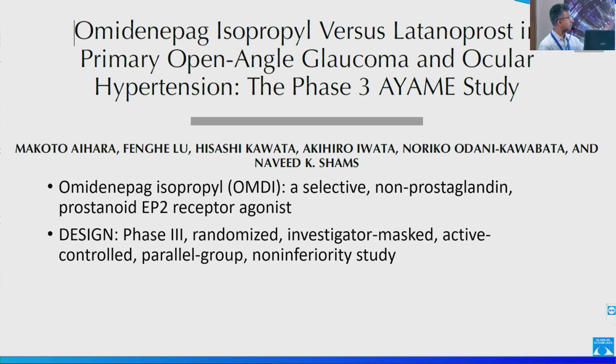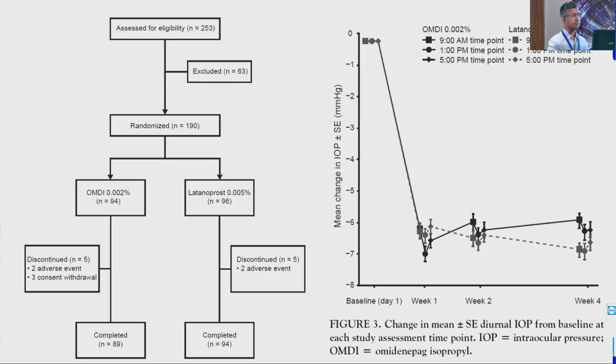This drug is the omidenepag isopropyl study. This is compared with latanoprost in POAG and ocular hypertension. This drug has been used in Japan for some time. The India phase 3 trials are over, and I'll be presenting the results next year, so I can't present the results here. But I will tell you the results from the Japanese study.